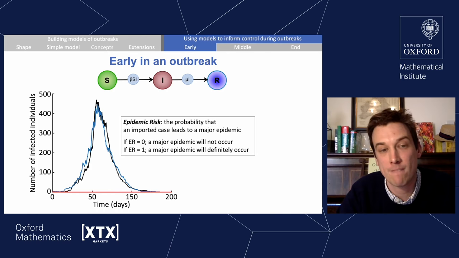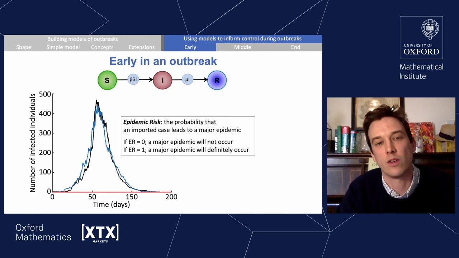The graph that I'm showing here is the graph that I showed you a bit earlier. And in that graph, what I showed you was that when you run a stochastic epidemic model, you can either see a large outbreak like the blue or the black, and you can see a small outbreak like the red. So if the epidemic risk is zero, what that means is that every time you get an imported case, you're not going to get a large outbreak. You're always going to see something that looks like the red and not something that looks like the blue or the black. If, on the other hand, the epidemic risk is one, well, then a major epidemic is definitely going to occur. So in other words, every time you get an imported case, they're going to start chains of transmission that lead to a large outbreak like the blue or the black, rather than a small outbreak like the red.